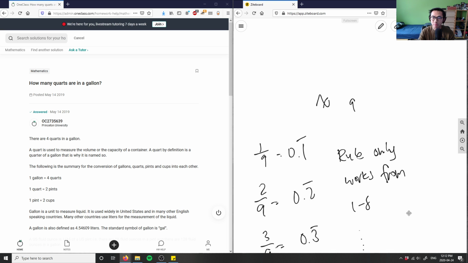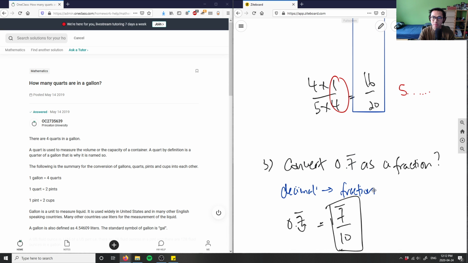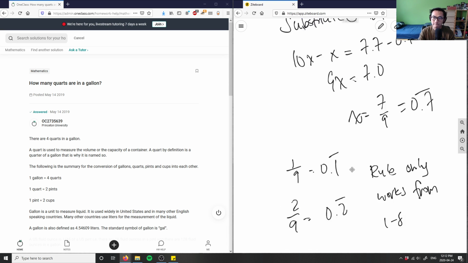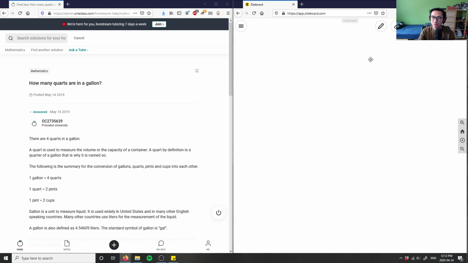Sweet. So I believe that was number 3. Let's do 4. 4 is another measurement question. It's asking us how many quarts are in a gallon?